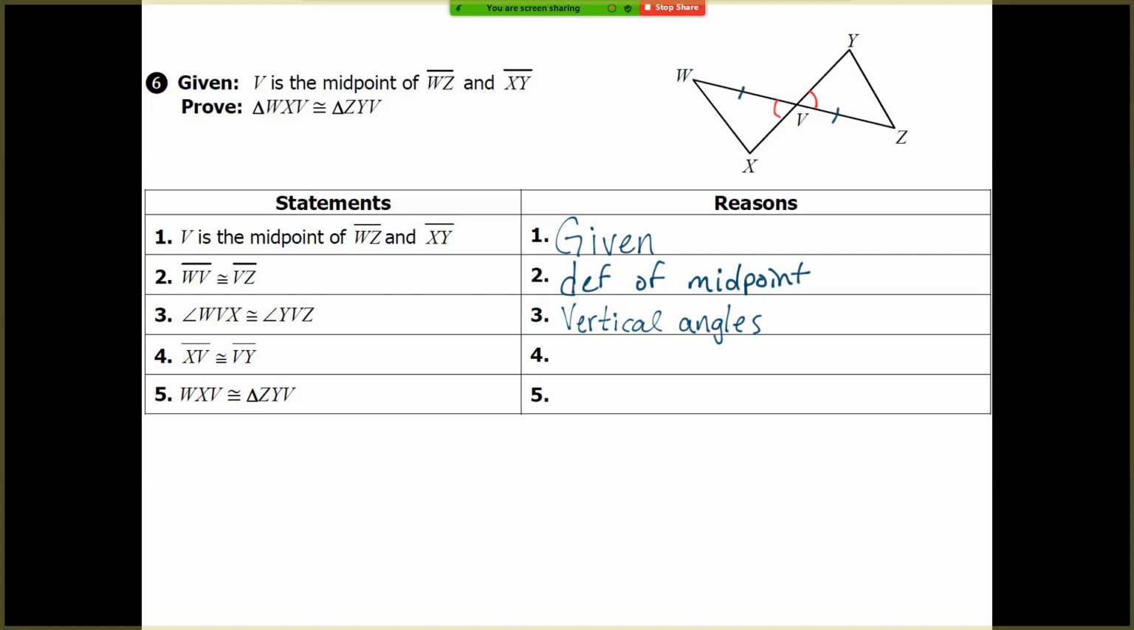Step number 4, we're told that XV is congruent to VY. We can justify that because V is the midpoint of that line segment. So now we have two congruent pairs of sides, one congruent pair of angles. The angles are included in the middle. So this is congruent by side, angle, side.